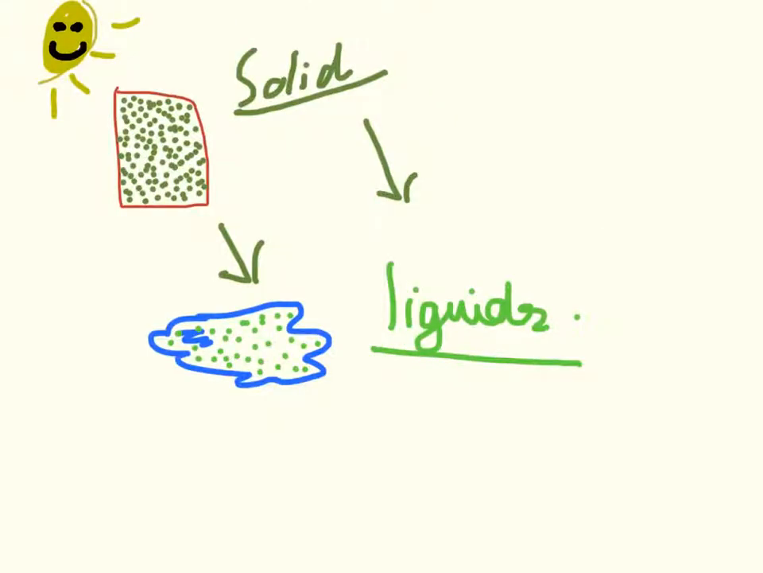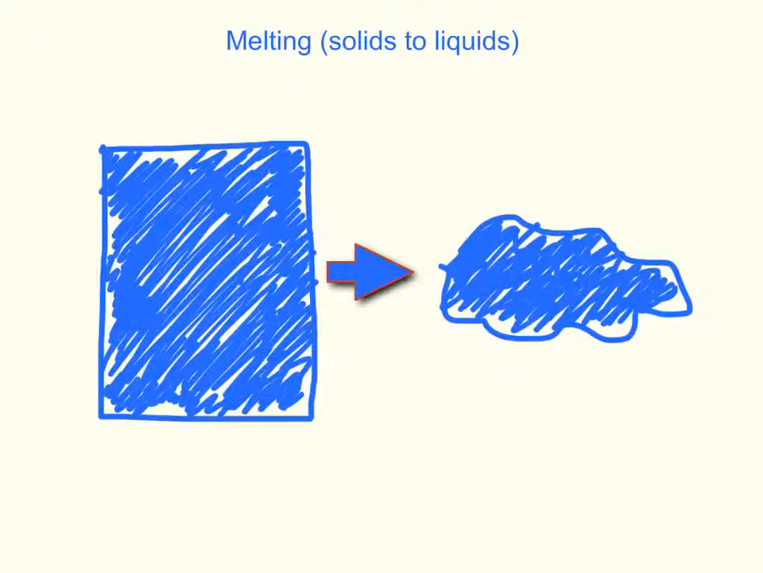What happens when a solid gets heated? The procedure of solids turning into liquids is known as melting. Melting occurs when energy is added to a solid. In other words, when heat is provided to a solid like an ice cube, it turns into liquid.